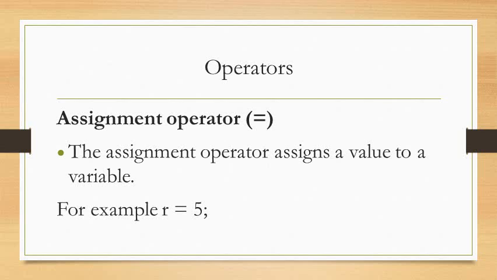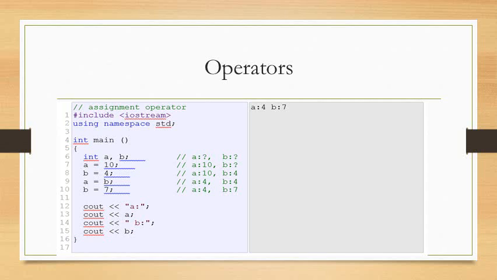If, for example, I say x equal to 2, I'm assigning 2 to a variable x. Okay. Let's look at a simple program that demonstrates how to use the assignment operator. Let's study the program. Look at the program carefully. As usual, we have our include iostream, using namespace std, int main, the begin.